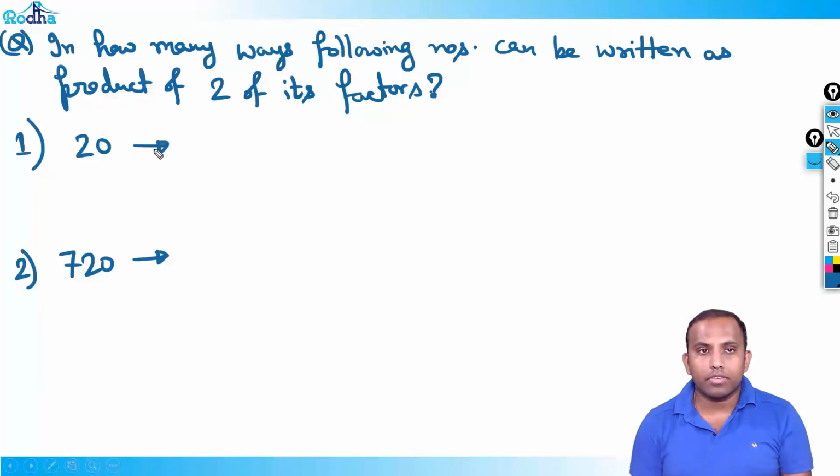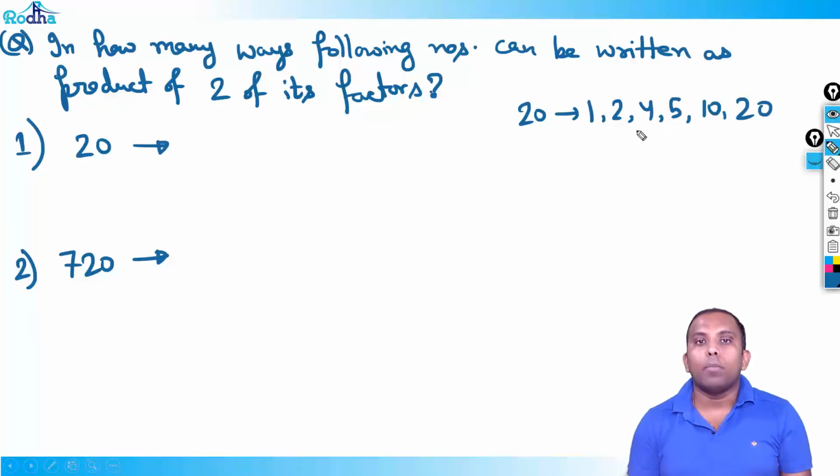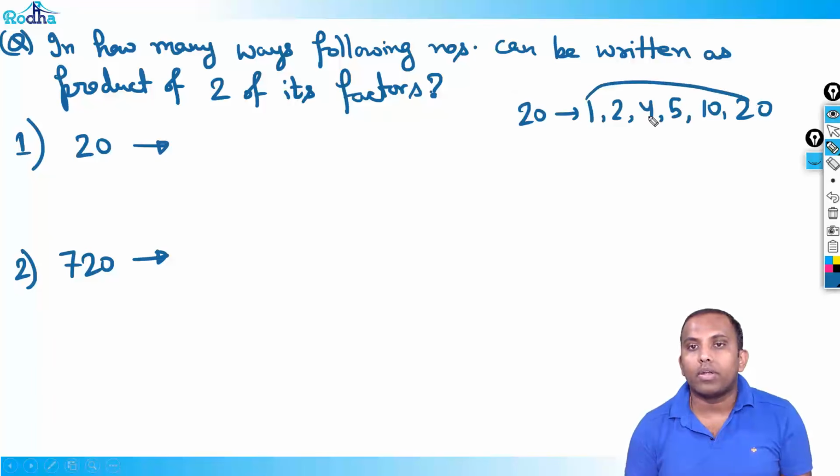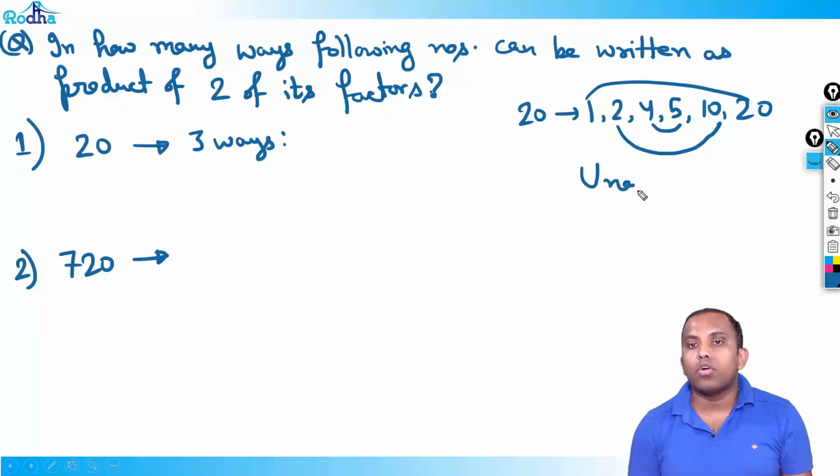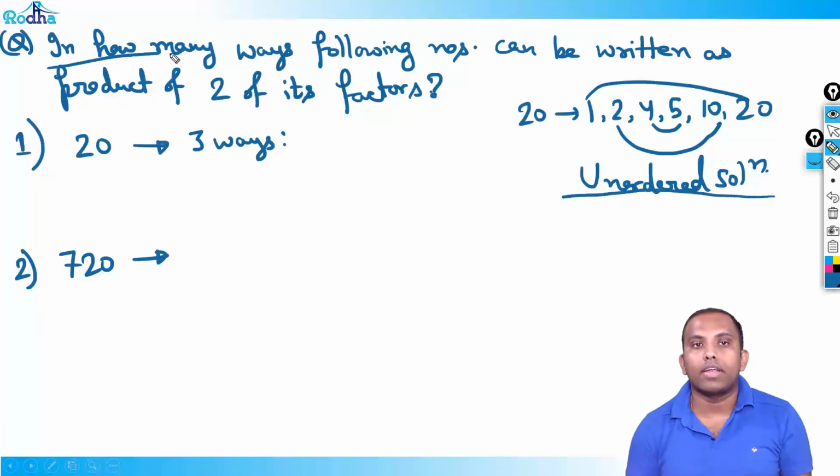If I write down all the factors of 20: 1, 2, 4, 5, 10 and 20. In how many ways can it be written as a product of 2 of its factors? 1 into 20 is 20, 2 into 10 is 20, and 4 into 5 is 20. There are simply 3 ways. Mind it, this question is for an unordered solution, because the question says in how many ways.